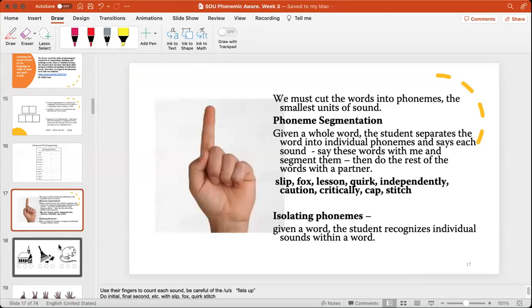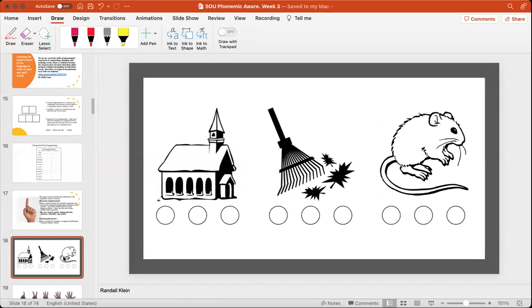Okay, so this is, and you have this in Moodle, a set of different pictures, and under each picture is a set of circles. The circles are for the sounds. So the first picture is the picture of the word church. And if you were going to be using this with your student, you'd have some kind of little marker and you'd slip a marker up into the circle as you pronounce the first sound. Ch. And then you'd slip a marker up, and you'd slip a marker up, ch, church.